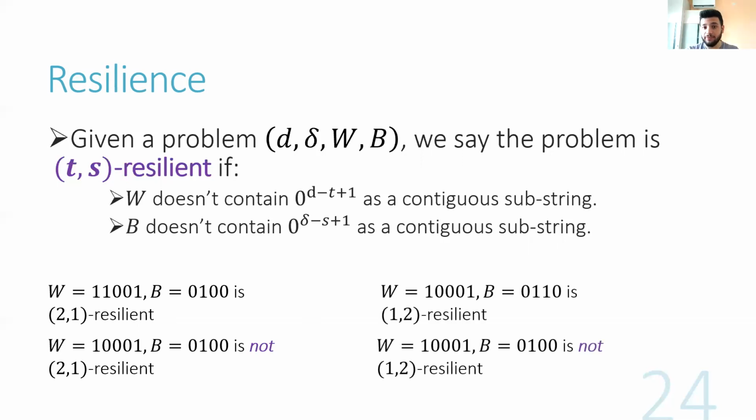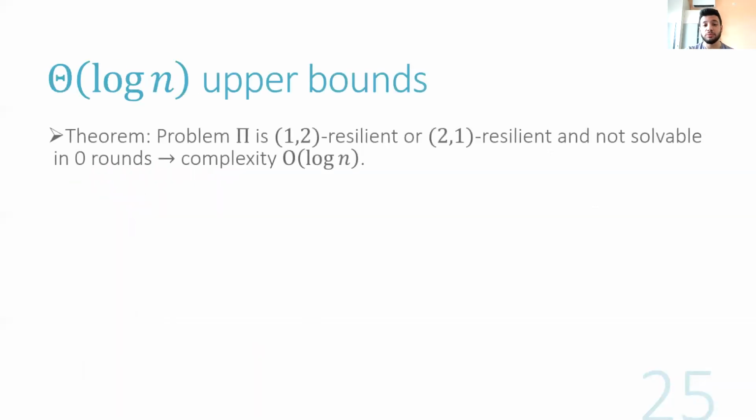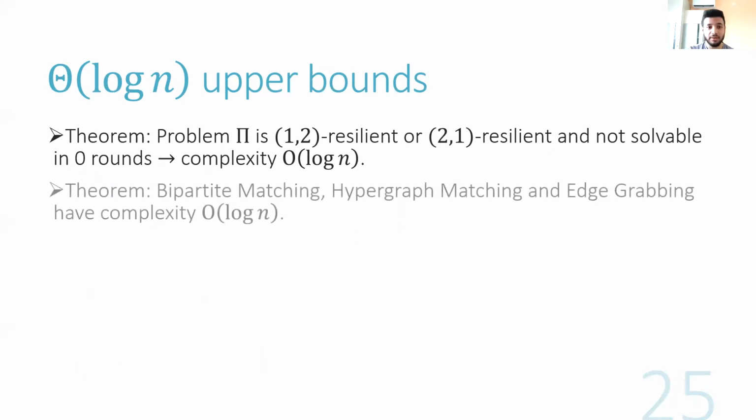And similarly for B, we have problems that are 1-2 resilient, and problems that are not 1-2 resilient. And basically the theorem that we show is that if a binary labeling problem pi is either 1-2 resilient or 2-1 resilient, and is not, of course, solvable in 0 rounds, then it has complexity O of log n.